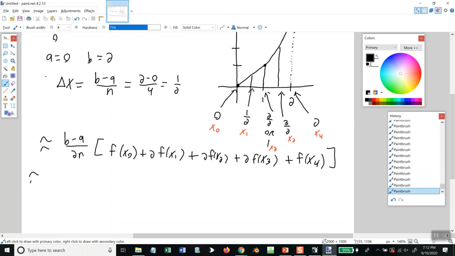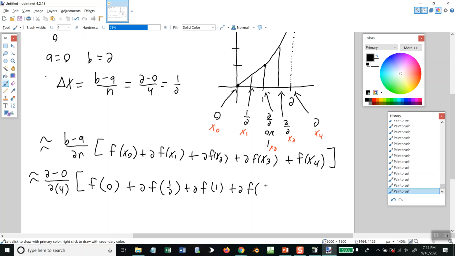So b was 2 minus a, which is 0, over 2 times n, and n is 4. F of x0, which is 0, plus 2 times f of x1, which is 1/2, plus 2 times f of x2, which is 1, plus 2 times f of x3, which is 3/2, plus f of x4, which is 2.